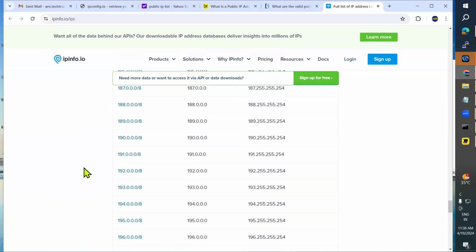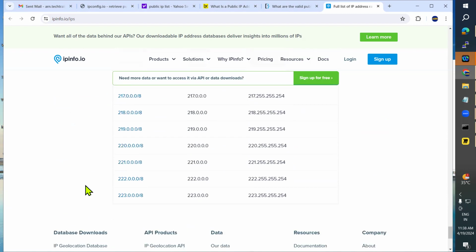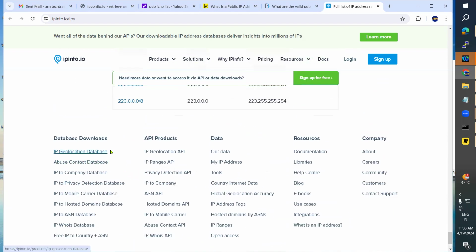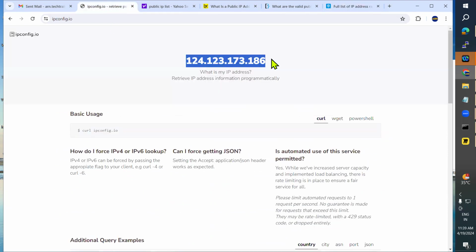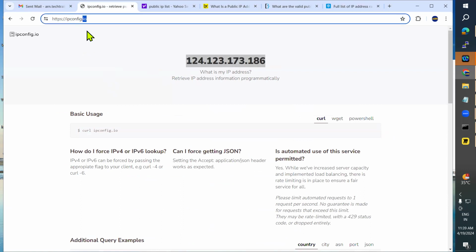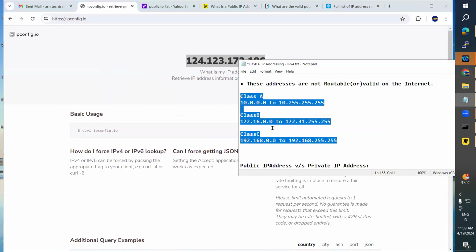One second. I want to see a public IP address. Many public IP addresses are available. So this is my public IP address. If you want to see your public IP address, you can go to ipconfig.io.